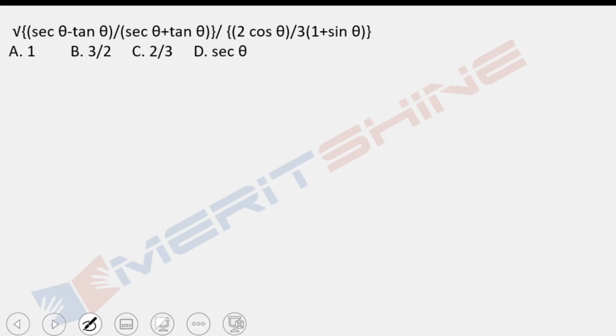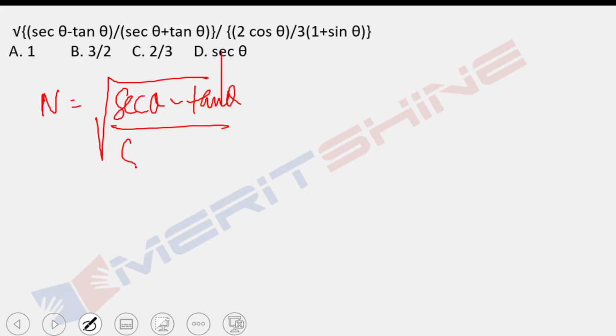Done? Okay. What do we do here? Again a basic value putting question. This is what they had asked. What is the value of this expression? So here see, there is a denominator again, there is a numerator again. So how do we do it? If you had done it in the traditional way, that would also have worked. Numerator, you have the square root of sec theta minus tan theta divided by sec theta plus tan theta.